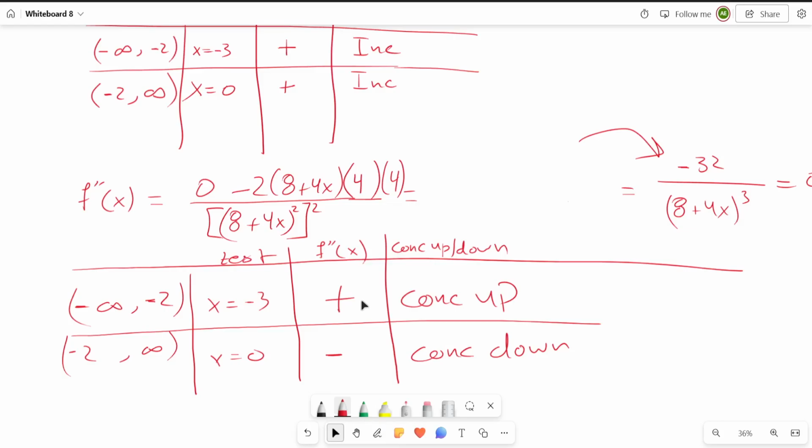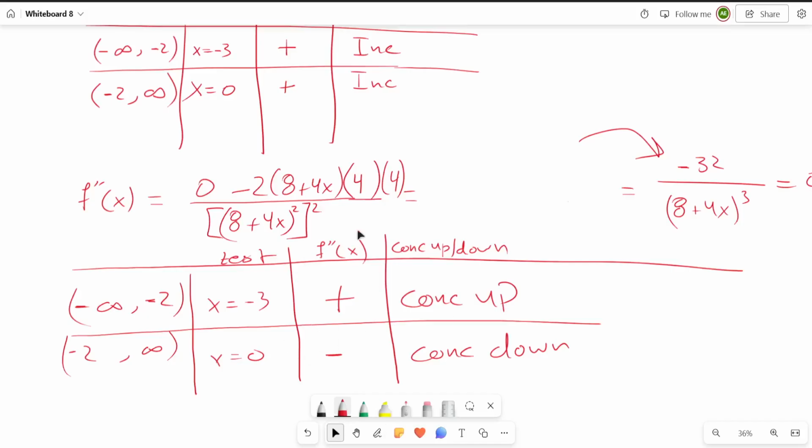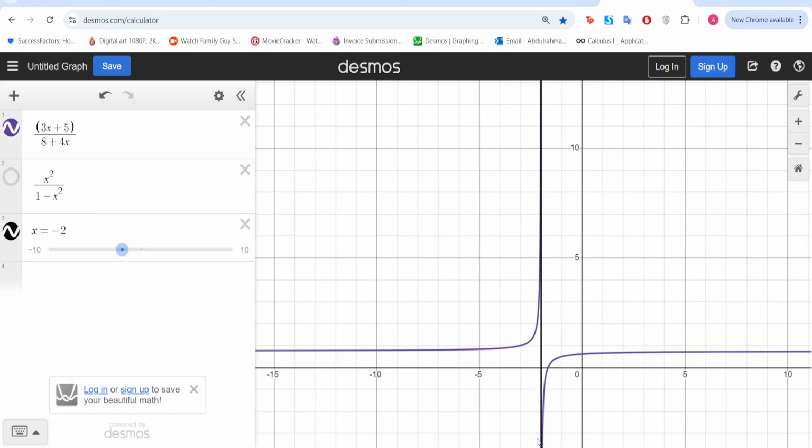And again, I can see that the interval before -2, so everything to the left of the black vertical line, is going to be a concave up shape. And I can see that over here. And anything after -2 is going to be a concave down shape.